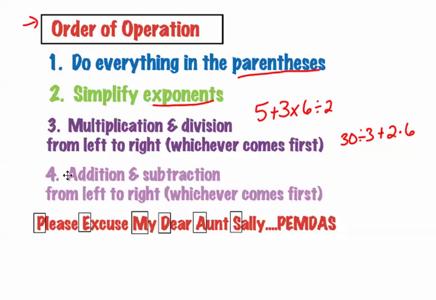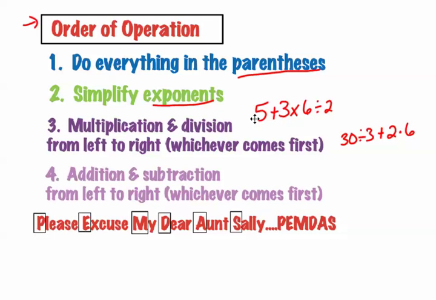All right, a couple things that I want to point out. As you're going through a problem, I always go through, please excuse my dear Aunt Sally. That's an easy way to remember it. So I always do parentheses first, then exponents, then multiplication, division. All right, what this means up here from left to right, it's whichever one comes first in the problem.